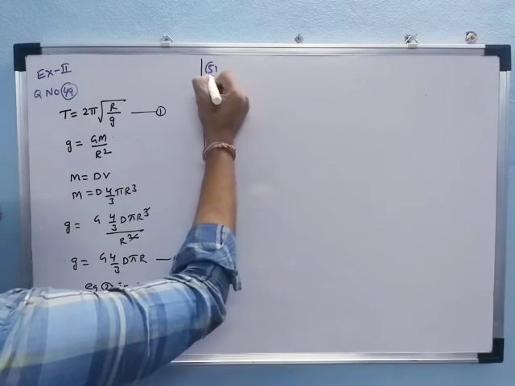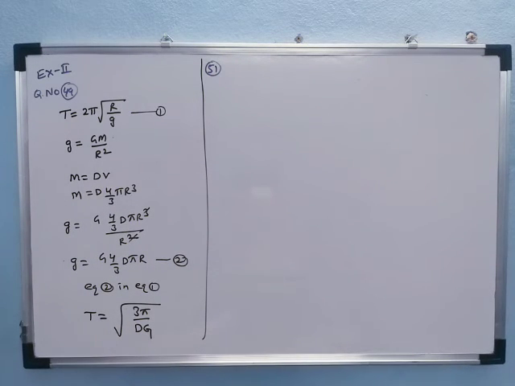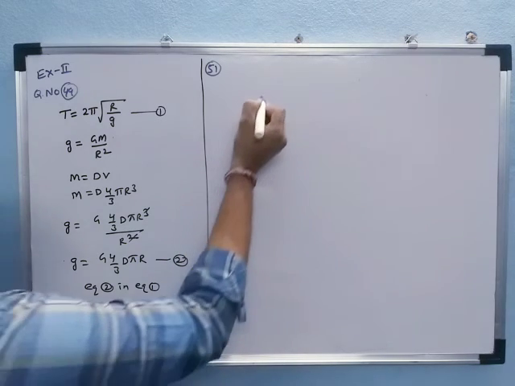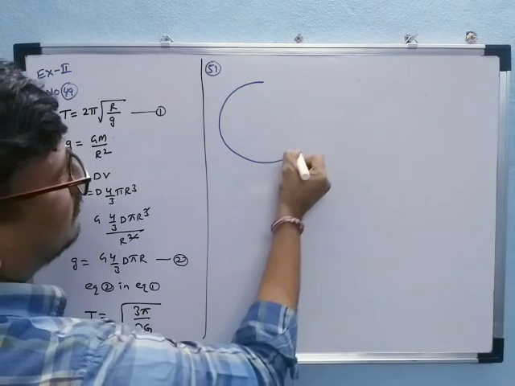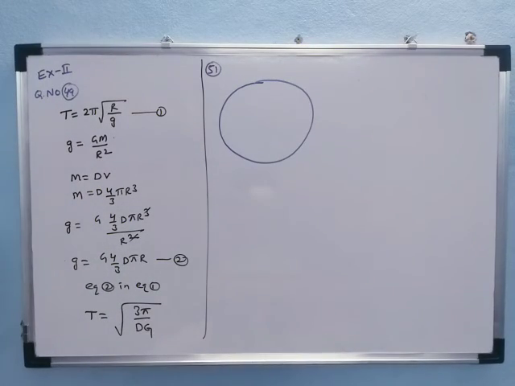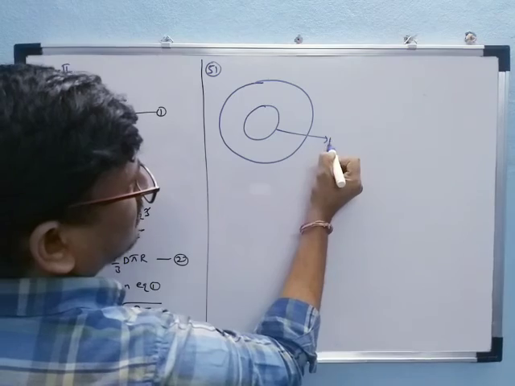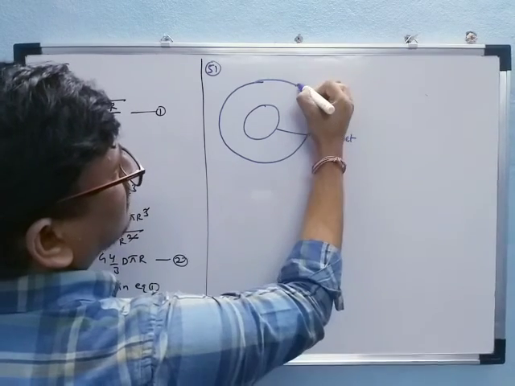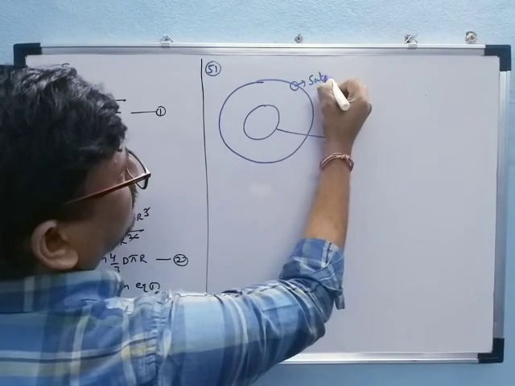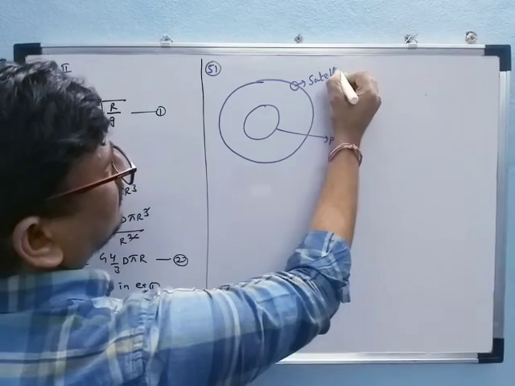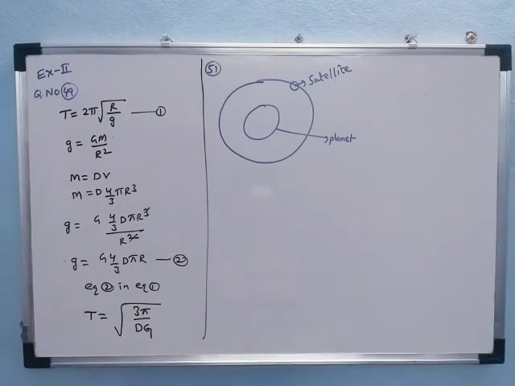A satellite is in a circular orbit around the planet. The time period is t, the radius of orbit is r, the orbital velocity v, and acceleration z. See, what is it? The satellite is in a circular orbit. This is the planet, and this is considered the satellite. Now find its time period and acceleration.